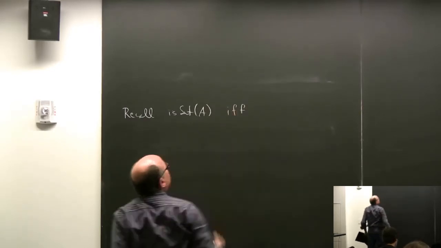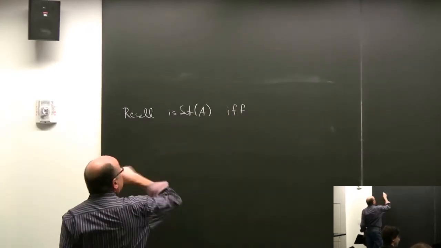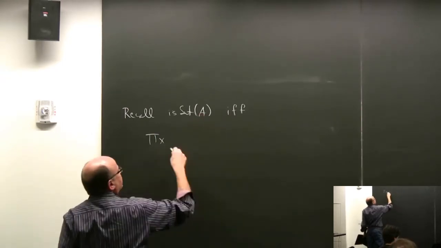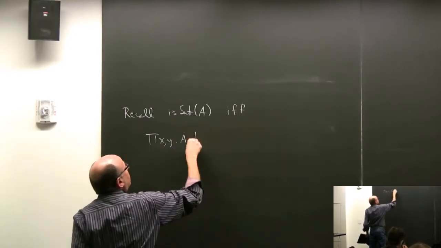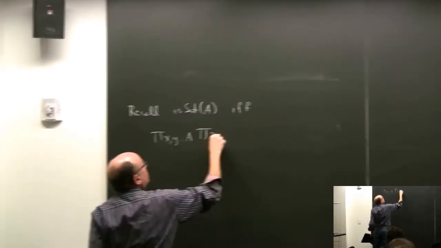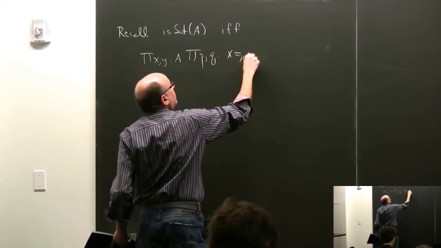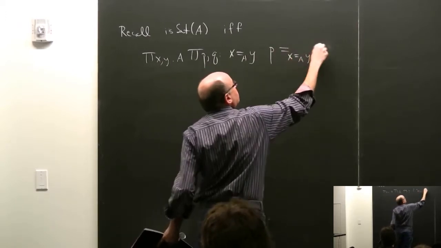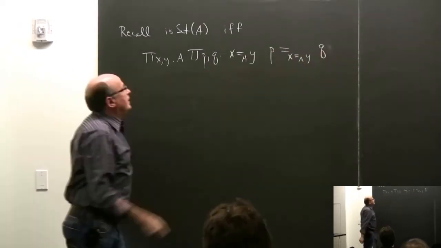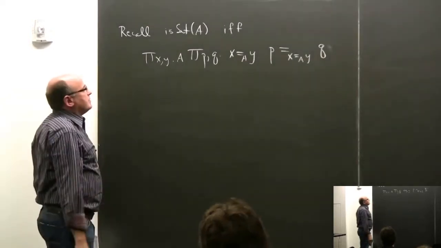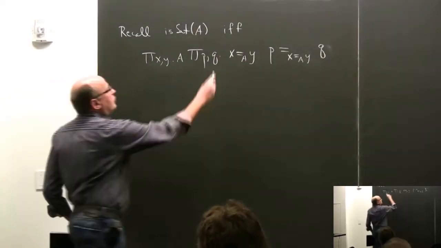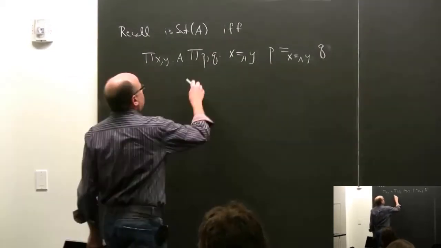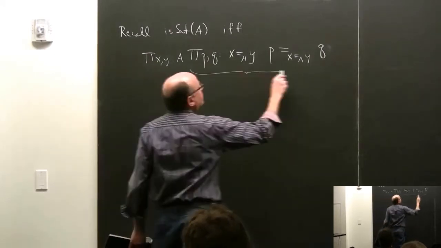So recall we had the idea, we defined a type as a set if and only if, or you can say by definition, however you like to say that, for any x, y in A, and for any proofs that x is equal to y, those proofs are themselves equal. There's at most, up to higher equational reasoning, one path between any 2 points in that set.